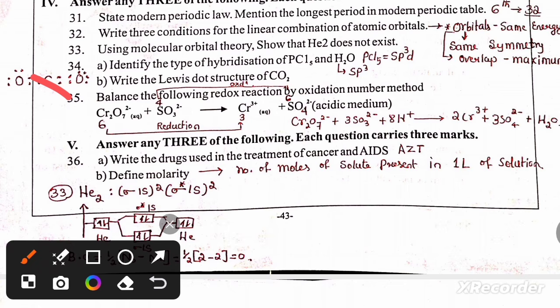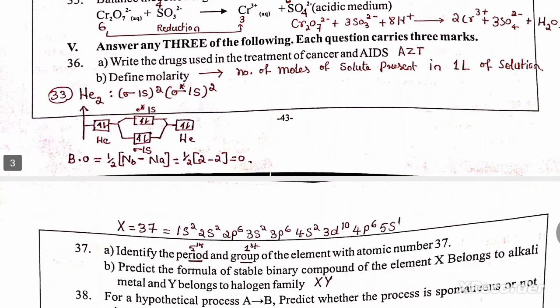So here Cr2O7 2- to 2 Cr3+ is a reduction reaction, and SO3 2- to SO4 2- is an oxidation reaction. So by oxidation number, when you calculate, this is the balanced reaction of this question. Next, we'll proceed towards Part E. Answer any 3 of these questions from physical chemistry.